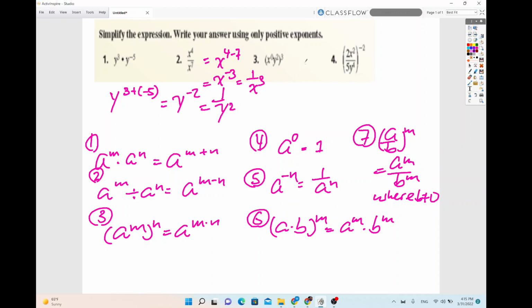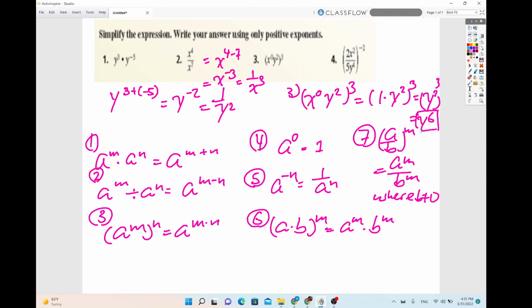And then the other one here, number 3, x to the power of 0 times y squared, quantity to the power of 3. Starting off with x to the power of 0, that's 1. So 1 times y squared, quantity to the power of 3, which is just y squared, quantity to the power of 3, so that would be y to the power of 6.